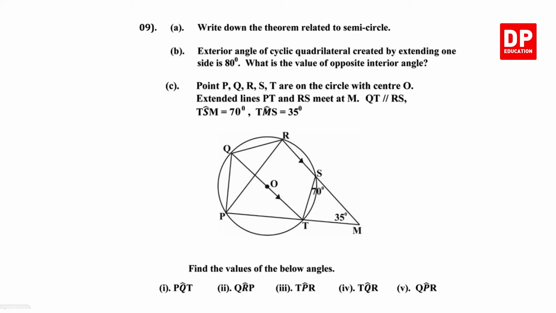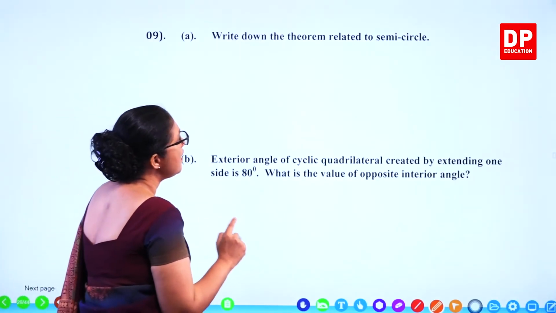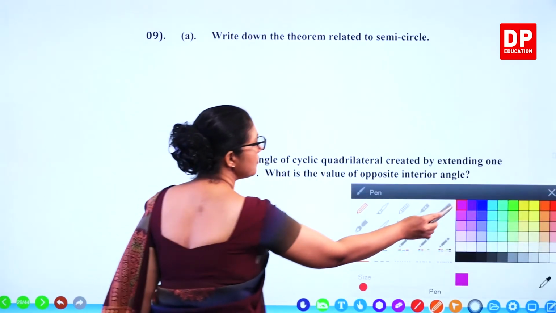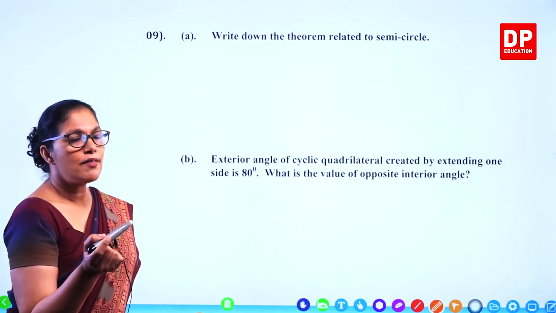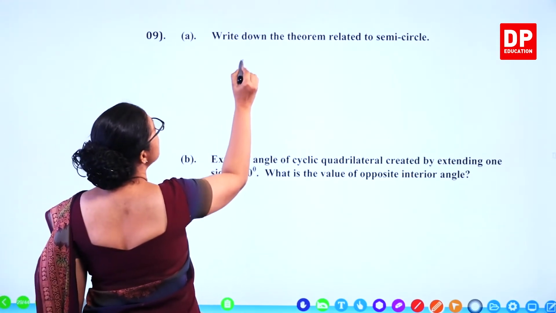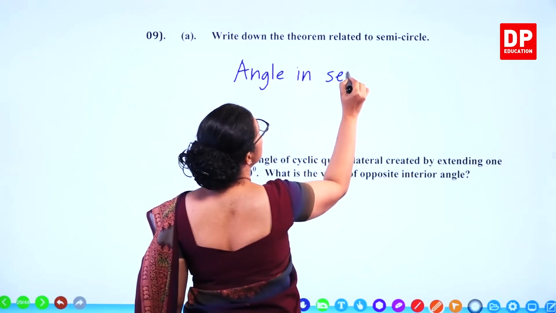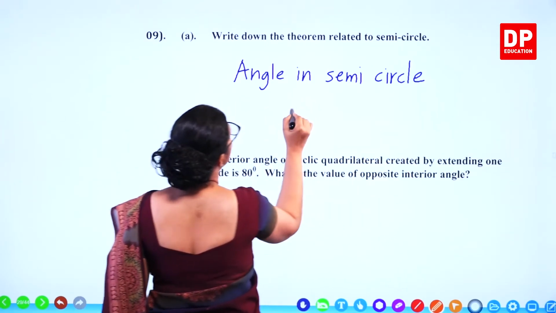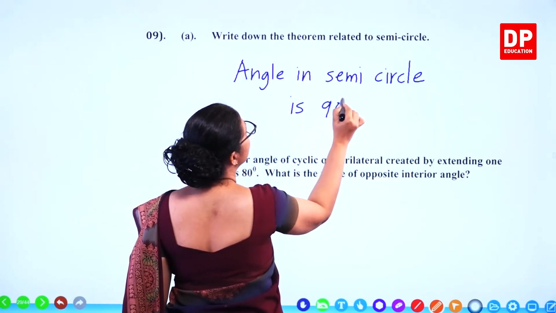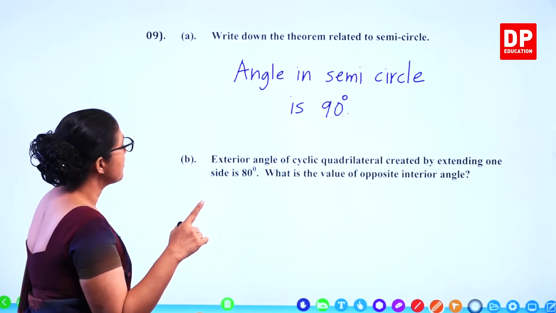Let's do question number 9. This is about circle theorems. Write down the theorem related to semicircle. What you know about semicircle angles? Always right angle. Angles in semicircle is 90 degrees. Any angle in a semicircle is 90 degrees.